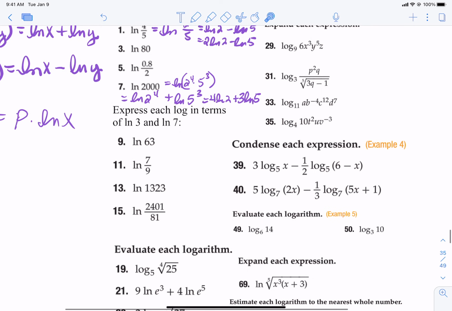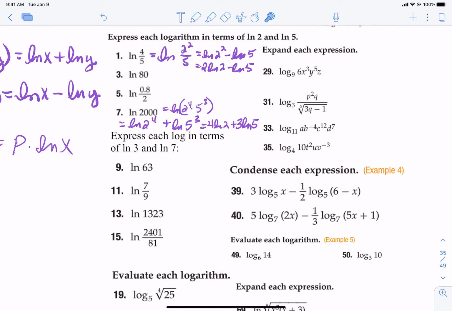Now, the only difference between 1 and 7 and 9 and 15: in 1 through 7, you're breaking it down to be 2s and 5s. For 9 through 15, break it down those ones.